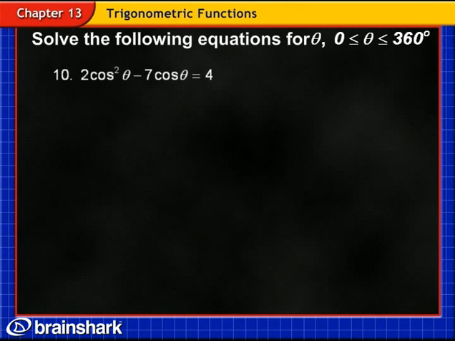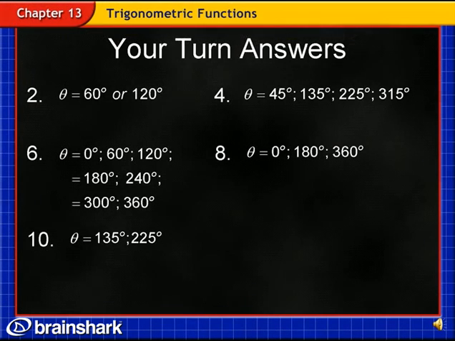Example number 10 on your own. Keep in mind with this one that you might want to subtract 4 and have it equal to 0 first. That way you can factor it like 2x squared minus 7x minus 4. Try that, and again, here are all the answers to the example problems, the your turn problems on your worksheet. Try them and we'll talk about them more in class.